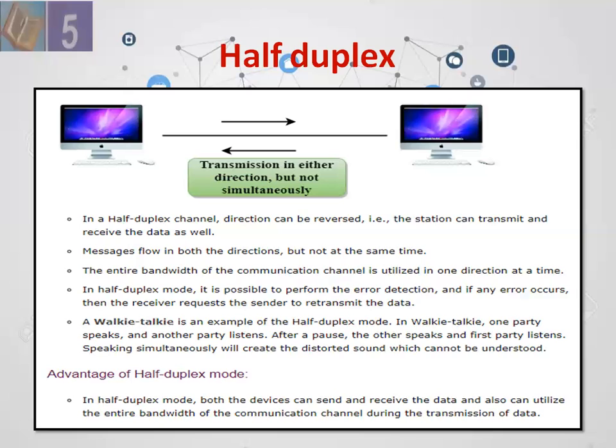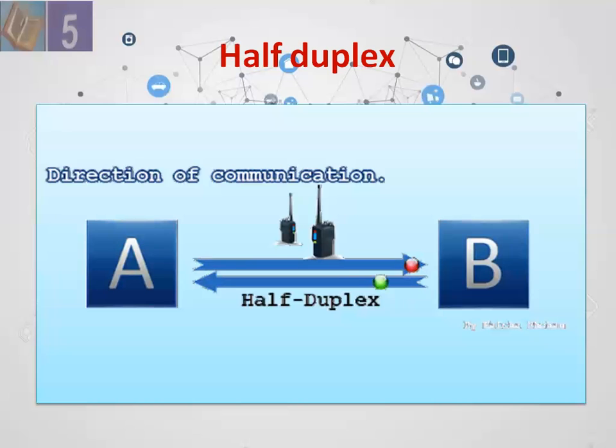In half duplex mode, both devices can send and receive data and can utilize the entire bandwidth of the communication channel during the transmission. So in half duplex communication, this is a two-way communication. Data can be sent in both directions. Device A will send the data to device B. According to that, device B can send back the response and data.